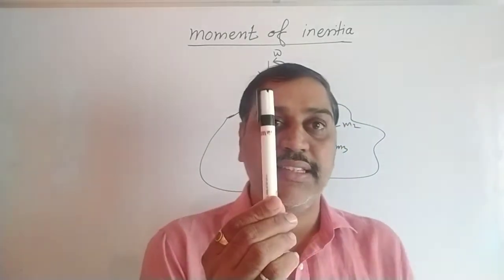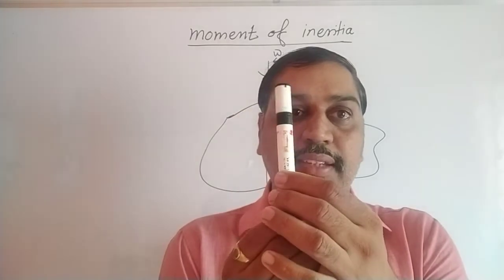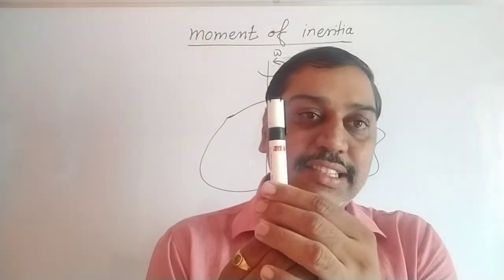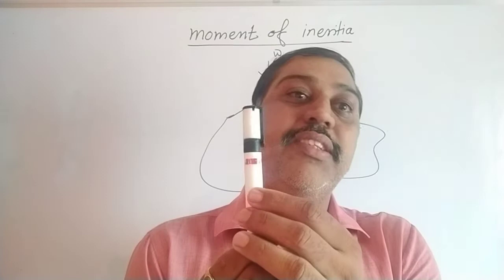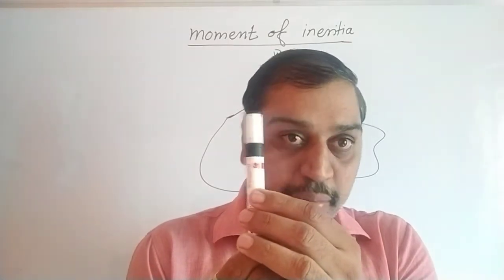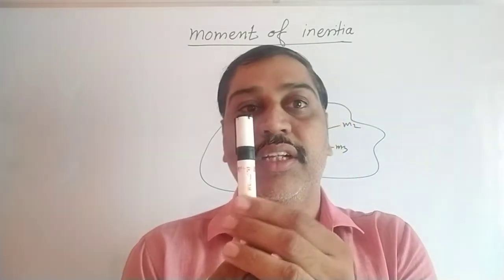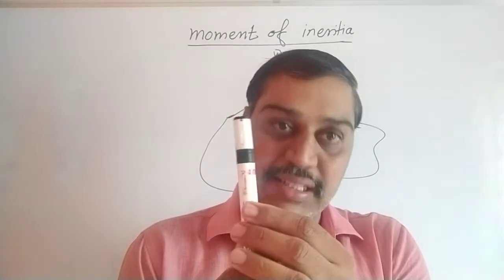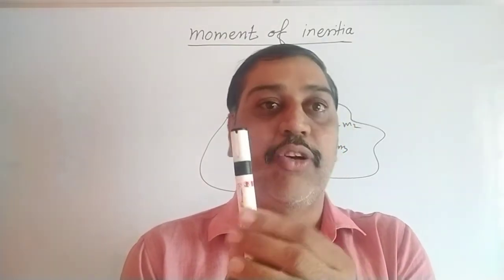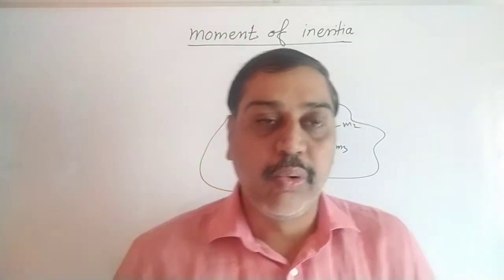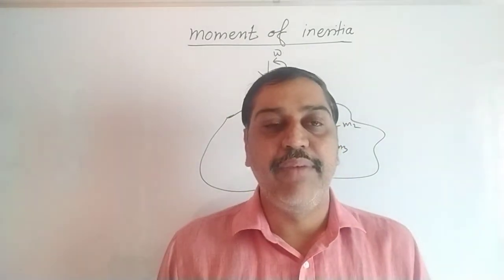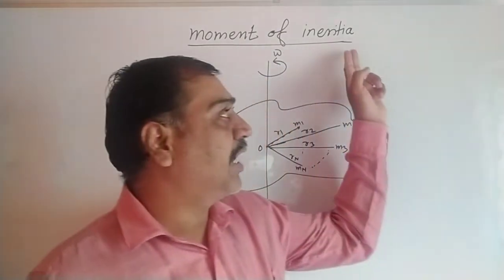In rotational motion, the object is rotating about its own axis like this. If this object is rotating, there must be some opposition to this rotational motion, and that opposition is offered by mass, and that mass in this rotational motion is said to be moment of inertia. To get into detail, let's start with one derivation.